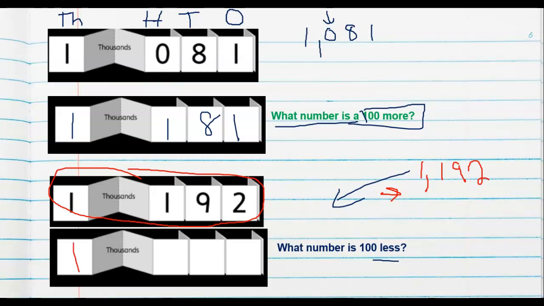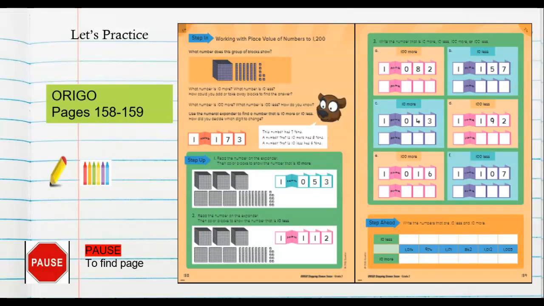If you wrote 1,092, because 100 less means you took it away, then your hundreds place right here would go down 1, which would be 0. So your answer should be 1,092. Good job. All right, so everyone get out their Orgo book and turn to page 158 and 159.